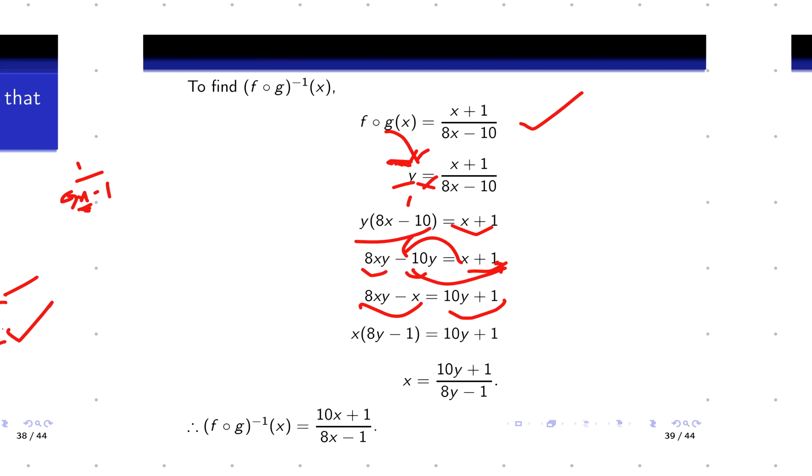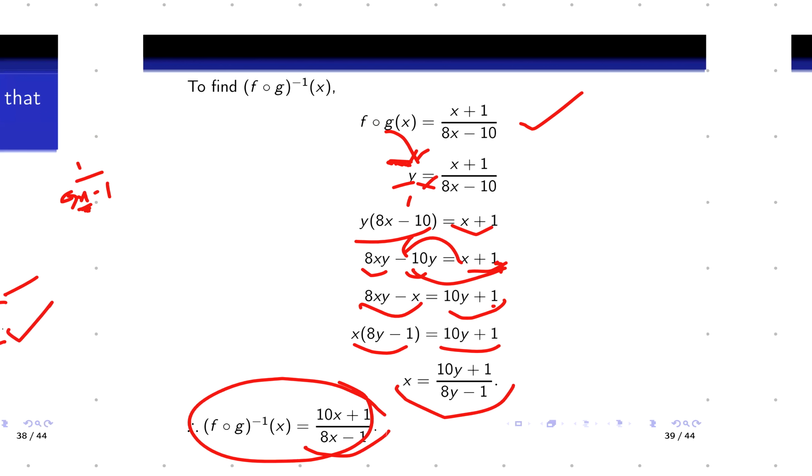Of course, 1 plus 10y is the same thing as 10y plus 1. So factorize the x, so you have x into 8y minus 1 equals 10y plus 1. Divide through by 8y minus 1, so you have x equals 10y plus 1 over 8y minus 1. So change all the y's to x. So it means that f composed with g inverse of x is simply 10x plus 1 over 8x minus 1. So we have found f composed with g inverse of x settled.